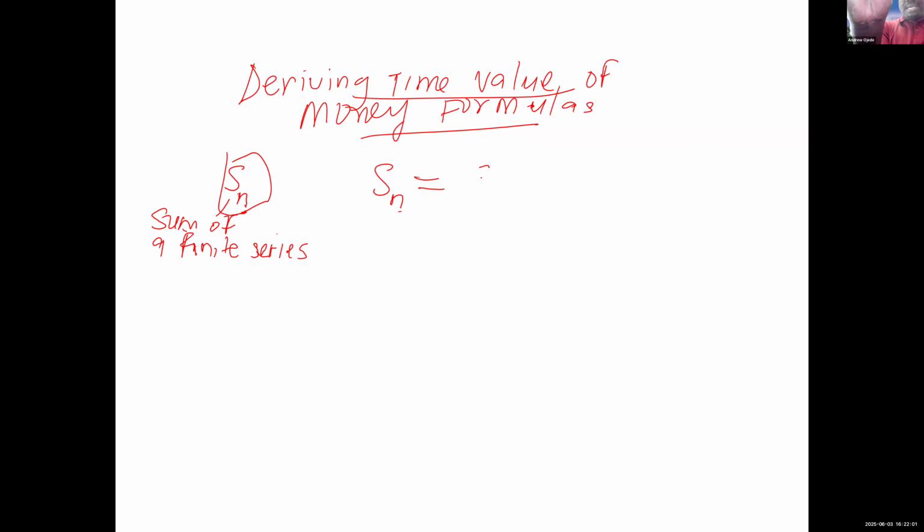I'm going to write the summation sign here. This means I'm summing some series whose values start from k equals 0 to n. Inside the parenthesis of the summation sign, I'm going to put r to the power k. So if I put k equals 0 here, that would be r to the power 0. You know that in mathematics, anything raised to the power 0 is 1. So the first member of this series is going to be 1.